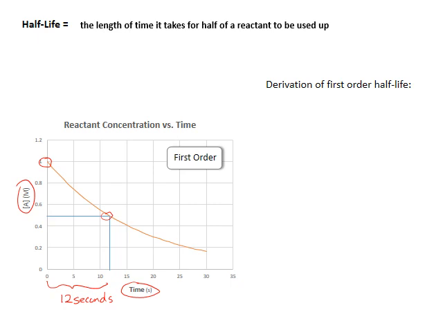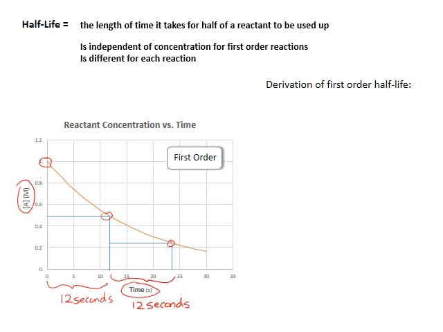How long would it take for the concentration to drop by half again? In this case, since we're starting at 0.5 molar, how long would it take to go down to 0.25 molar? We see in this case that it again takes 12 seconds for the concentration to go down by half. This is a general result for first-order reactions, that the length of the half-life is independent of the concentration, although it is different for each reaction.